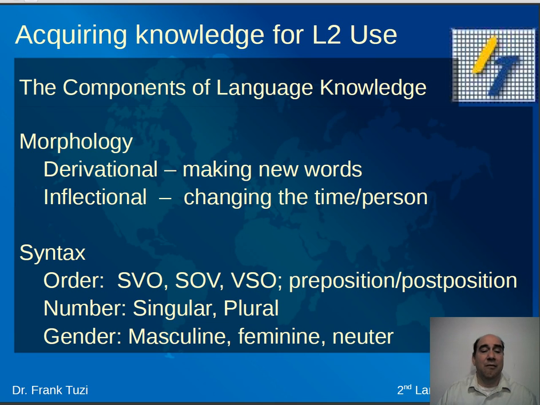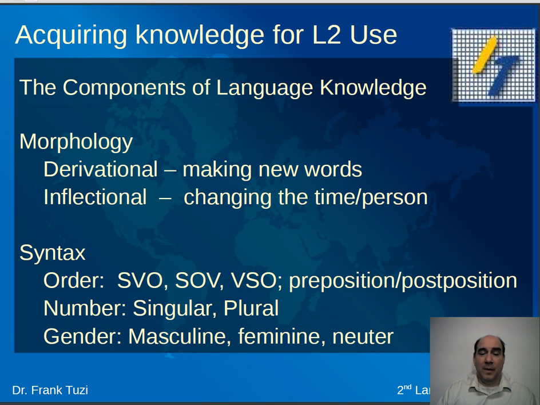Some of the components that are involved here. Take a look at morphology. Again, morphology are the endings or the changes within a word that designate that it's a new word type or that it's a new time. Two basic types here are derivational. That's basically making new words. We have the word drive. We add an R at the end. It's now driver, right? We've changed it from a verb to a noun. It's a new word. Okay, you make new words with derivational inflections.